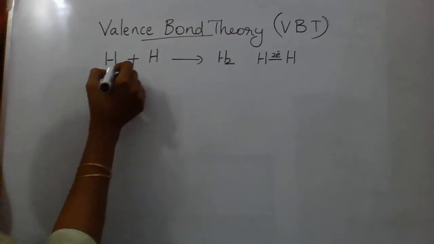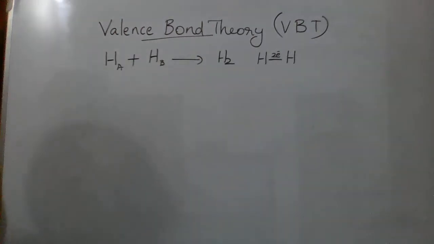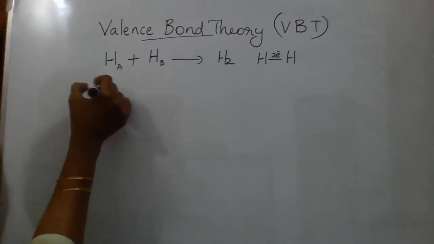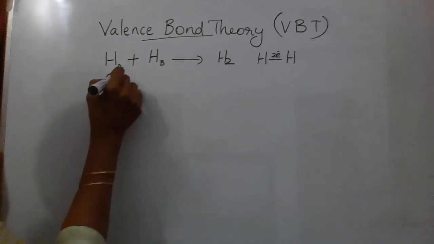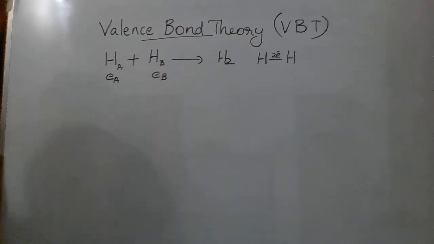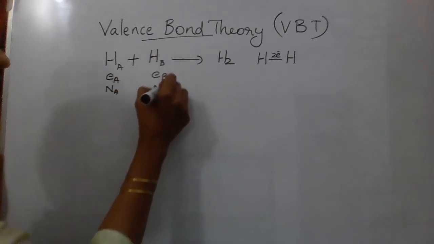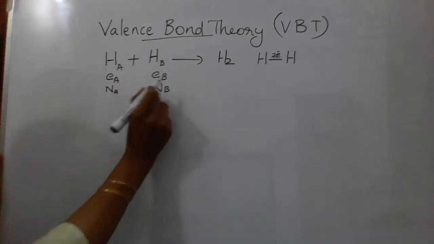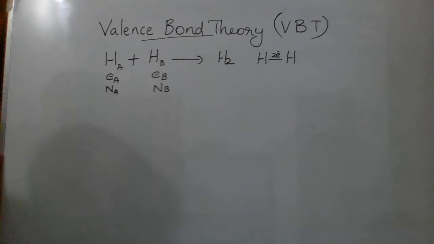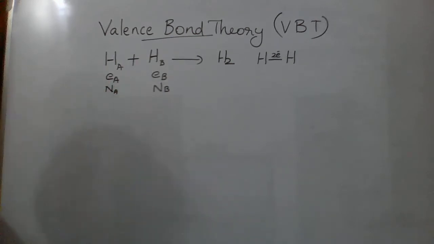Let us denote the hydrogen atoms as A and B. We have two hydrogen atoms, hydrogen A, hydrogen B. We know hydrogen atom contains only one electron. Let us denote the electron present in hydrogen A as Ea, and in hydrogen B as Eb. And the nucleus of atom A, Na, nucleus of atom B, Nb. Two hydrogen atoms with nucleus and electron.